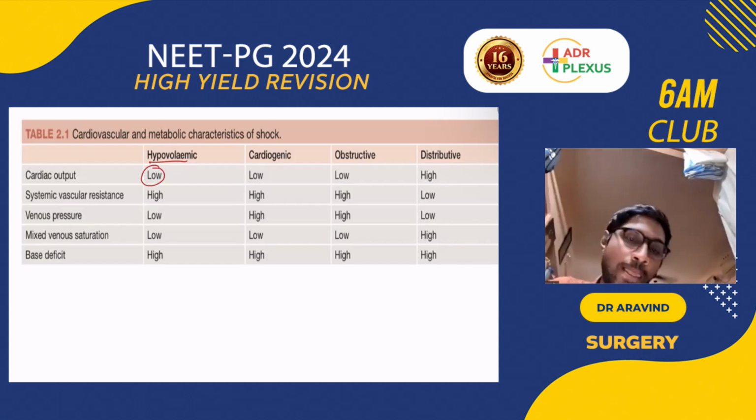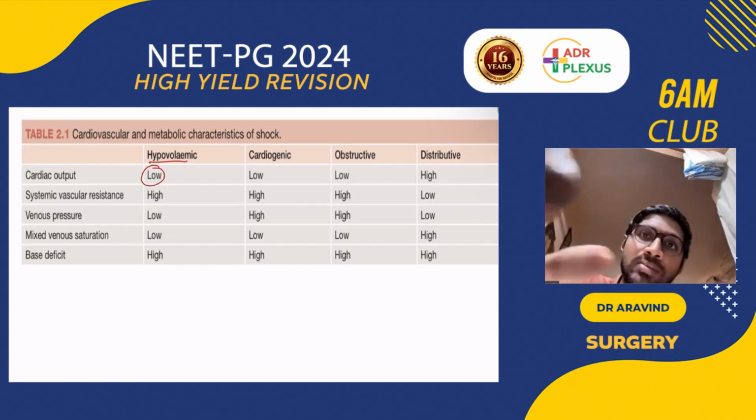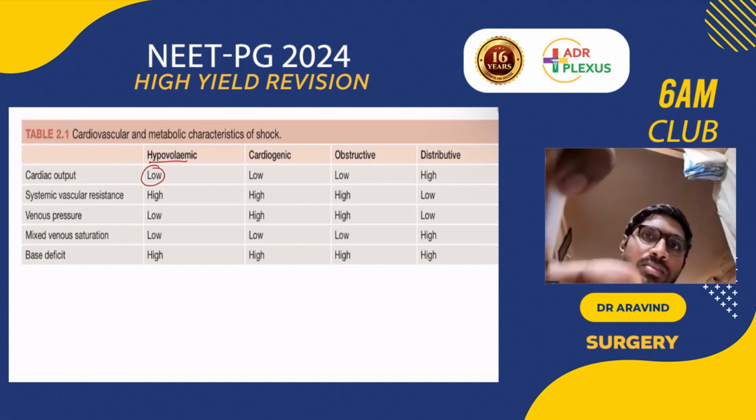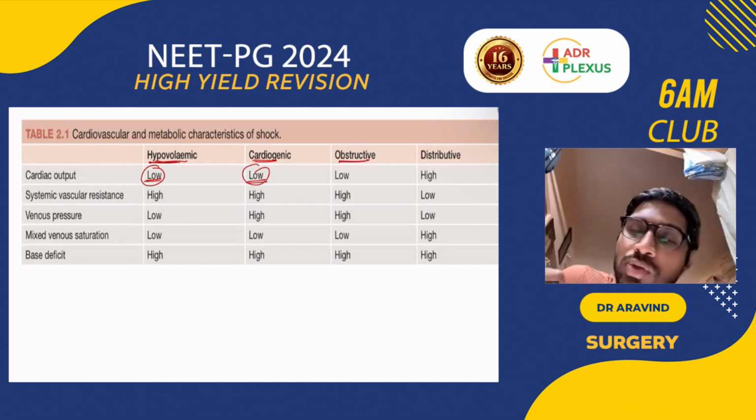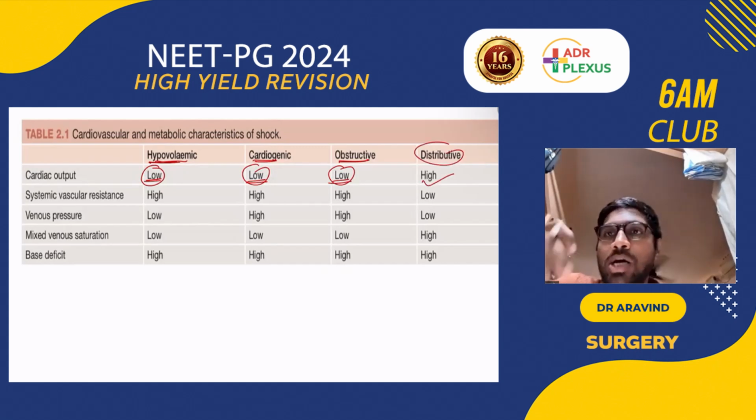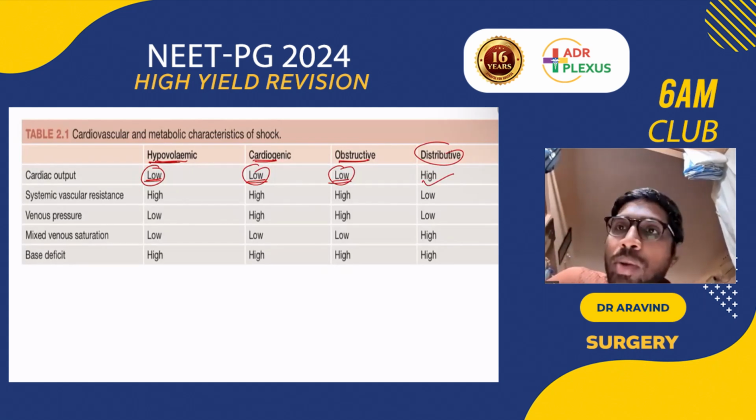So in hypovolemic, the volume itself is low, so cardiac output is low. In cardiogenic, the volume is also low. Obstructive also, there is reduced volume. So volume and cardiac output will be low, but in distributive, the cardiac output will be high because the heart will be thinking that it is not able to supply properly. So it will be pumping more blood. So cardiac output will be high here.